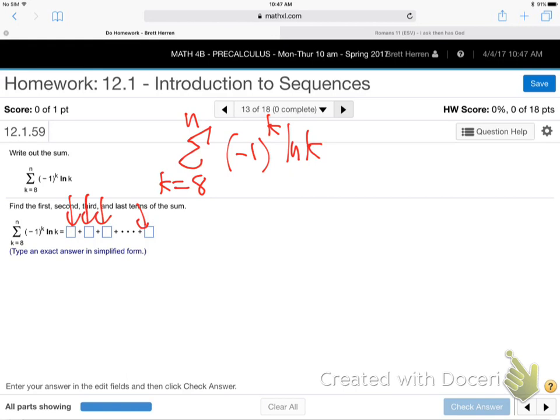So the first one starts at 8, huh? Right, you start at this one, you end at that one. So start by plugging in 8 and go forward from there. Give you a second.